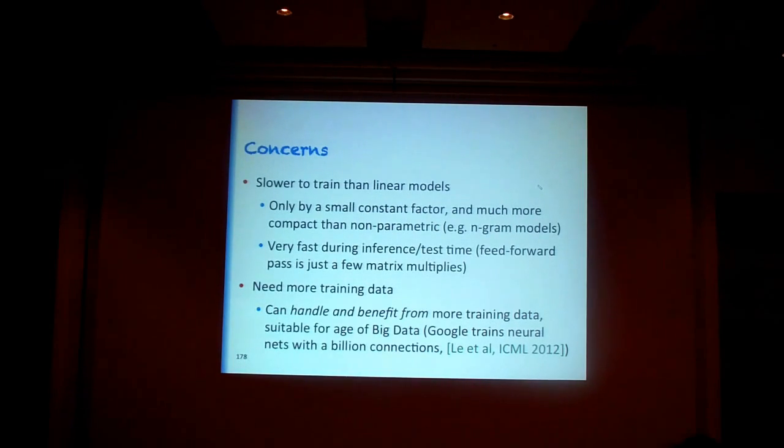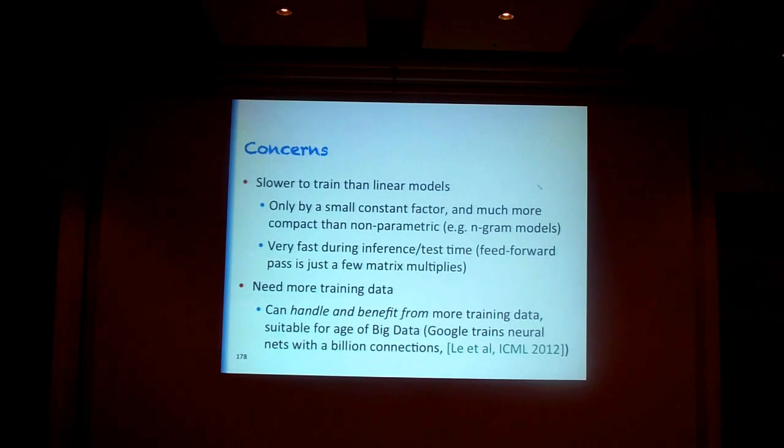Another concern that has been expressed is, oh, this is slower to train than linear models. Well, that's true, but by a small constant factor. So that's not a big worry. More importantly, if you compare to non-parametric models, which is what you should compare them with, because these are really non-linear models, those deep learning methods are much more compact and use much less memory than non-parametric models. And they can be very fast during inference and test time, just because it involves a few matrix multiplications.